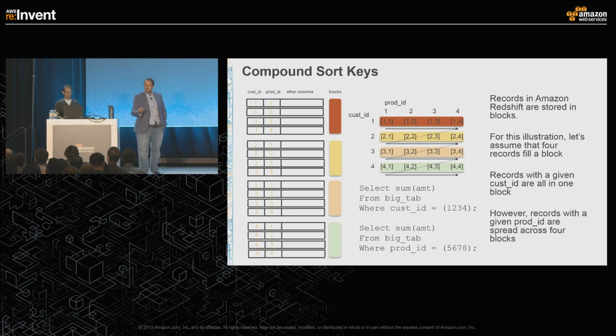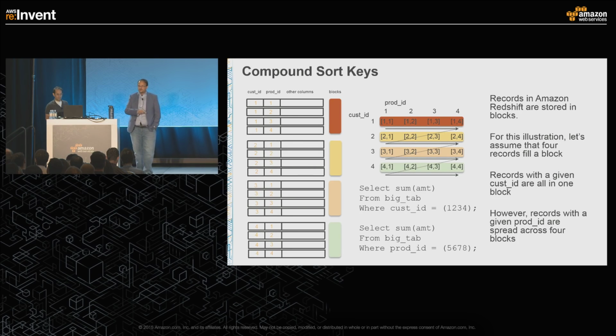When I have a table with a compound sort key, I sort everything by the first column, in our example here, customer ID. And then for the same value of customer ID, I sort everything by product ID. The table is physically ordered by that. Every column, even though it's a separate file, is ordered in the same order, sorting by customer ID and product ID.